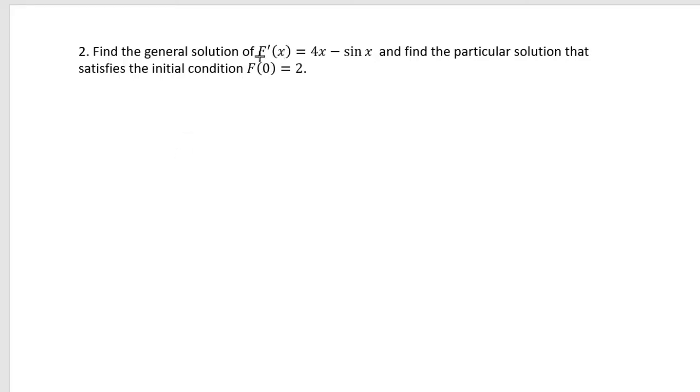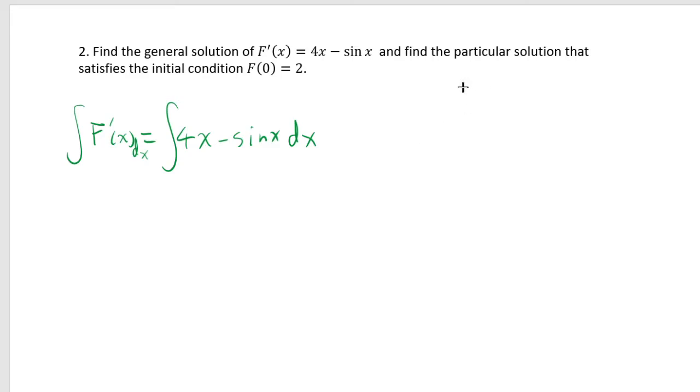So you have some function whose derivative is 4x minus sine x, and its value is 2 when x is 0. What is this function? That's the question. Because you're looking for some function that gives you 4x minus sine x as its derivative, that means you're looking for the antiderivative of this function. So to get f(x) again, you need to integrate both sides.